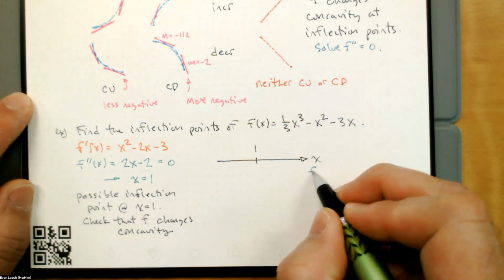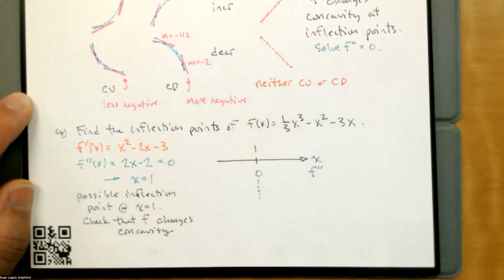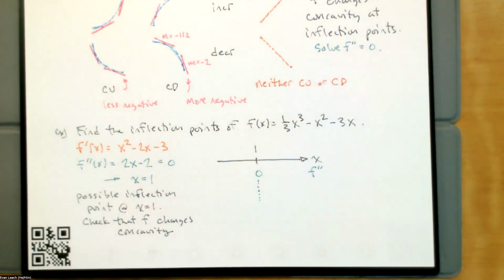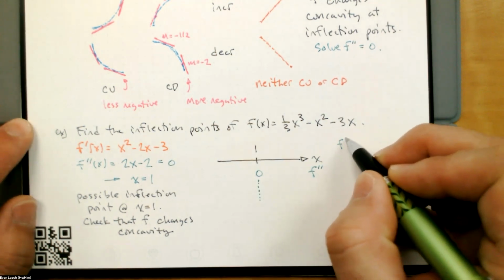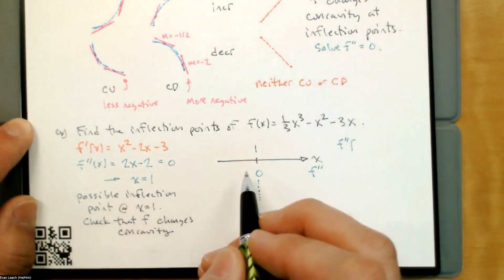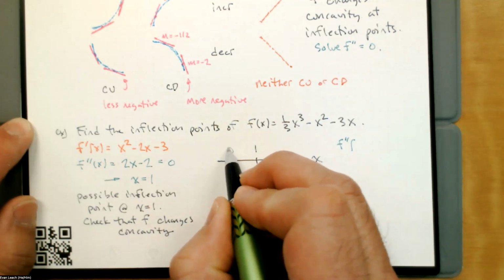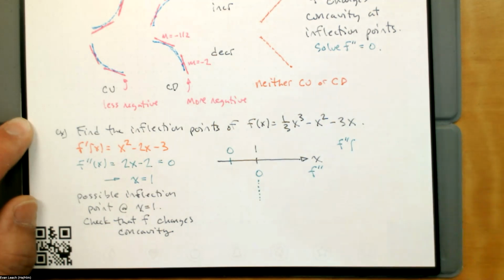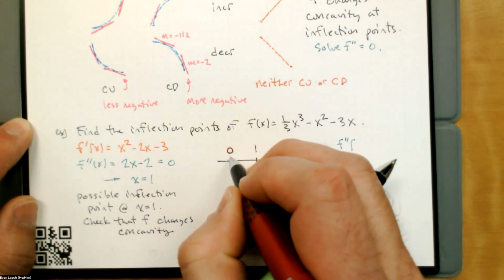That's where f double prime is equal to 0. So we're only dividing the number line into 2 intervals, before 1 and after 1. So we're going to pick some values to plug in before 1, pick some values to plug in after 1, and check the sign of the second derivative. So f double prime, we need to pick something before 1. I like 0. That's my favorite thing to plug in.